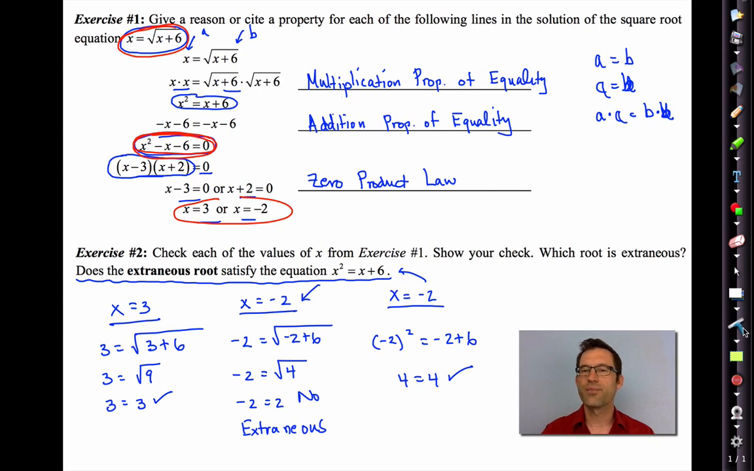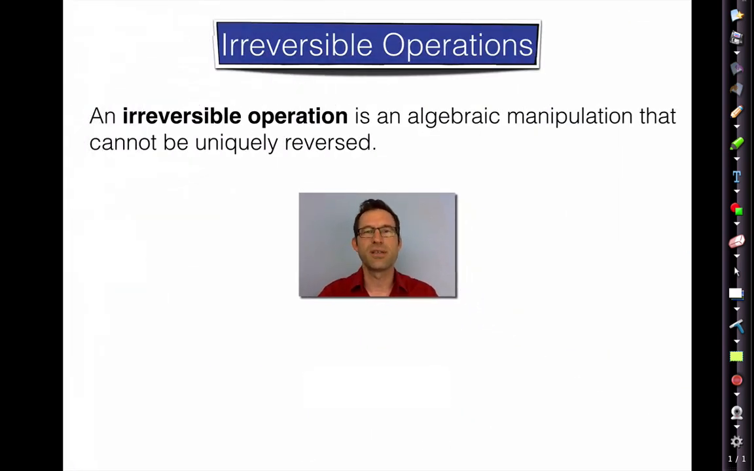Okay, I'm going to clear out the text, and let's talk about irreversible processes, or irreversible operations. An irreversible operation is an algebraic manipulation that cannot be uniquely reversed. All right? Now, what do I mean by this? Well, let's play a little mental game here. Let's say I'm thinking of a number in my head, and I add 3 to that number, and I get 10. What number did I have in my head? You catch that? So I have a number in my head, I add 3, the result is 10. What number did I have in my head? And your answer is probably 7. And it's very simple. Addition is a reversible operation. I can just take the 10, I can subtract 3, and I get 7.